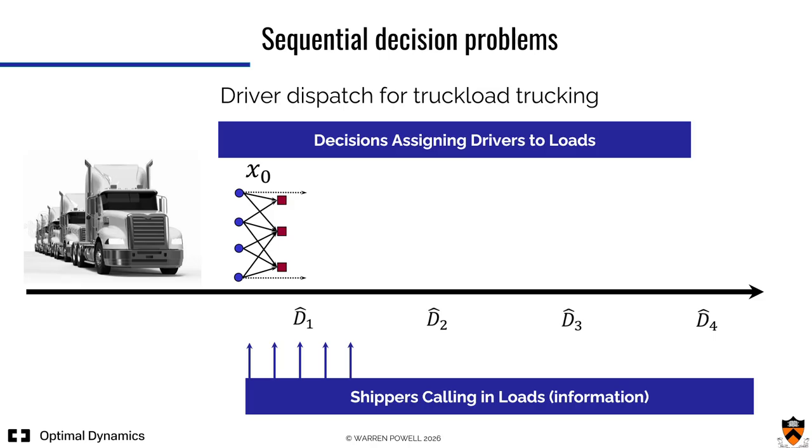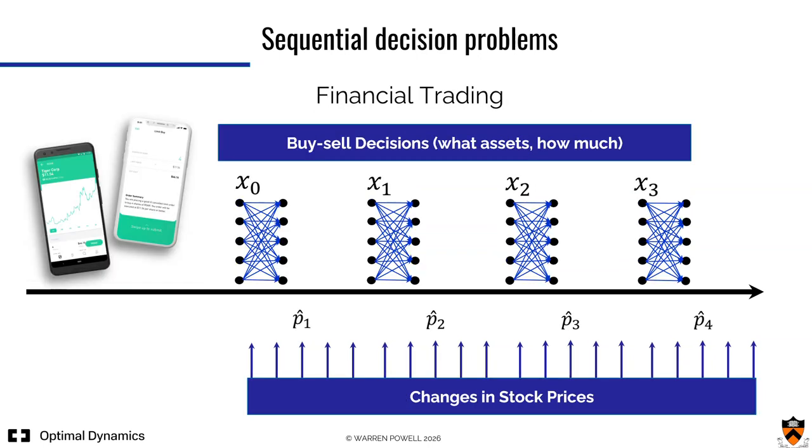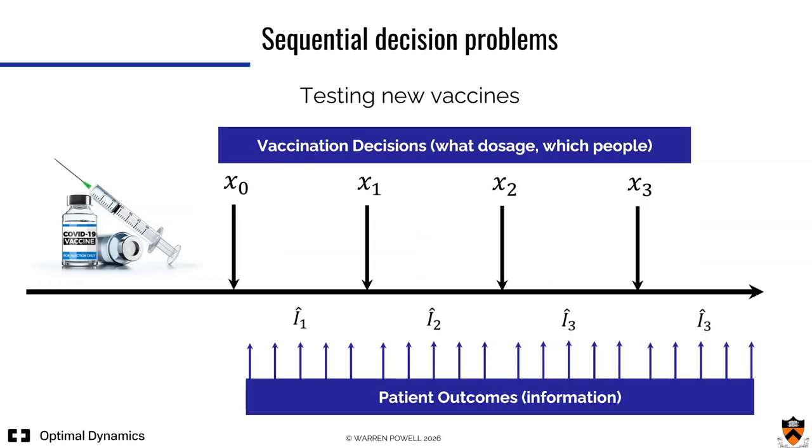Or maybe what Optimal Dynamics does of assigning blue drivers to red loads, assigning drivers over time, but over time information is arriving such as new loads and random delays and equipment breaking down, that sort of thing. Notice that this is high dimensions. You generally don't see high dimensional problems in dynamic programming. Financial trading, every one of these problems are buying and selling assets, and these are portfolio management problems. Again, very high dimensional, being solved over time.